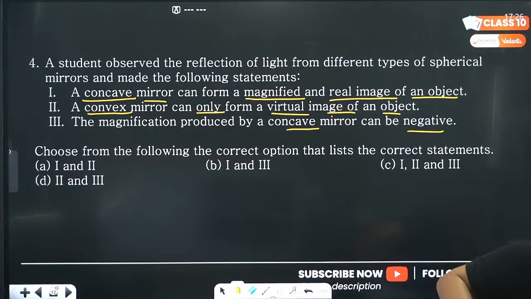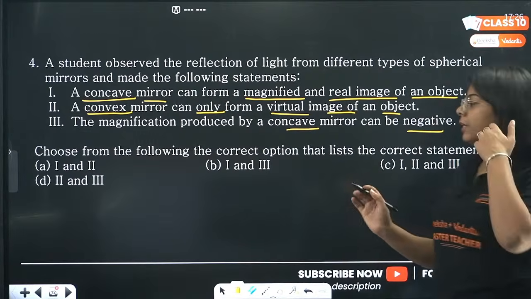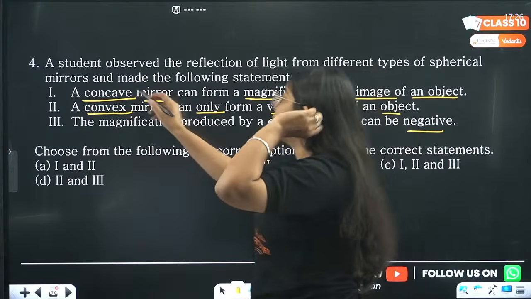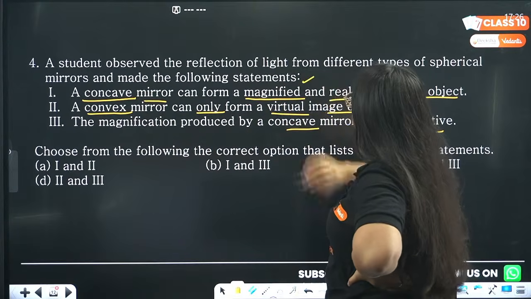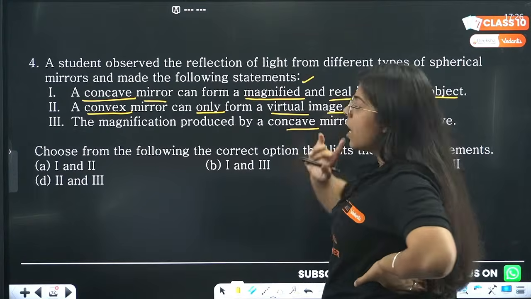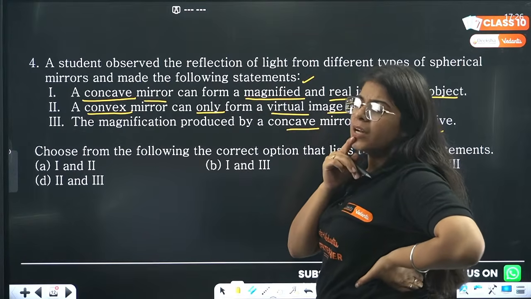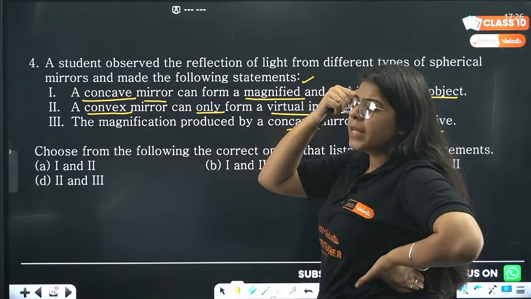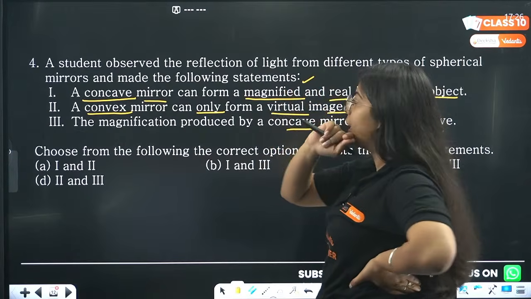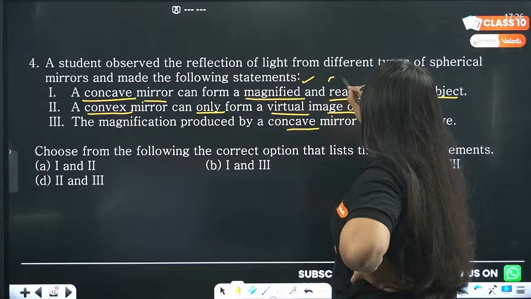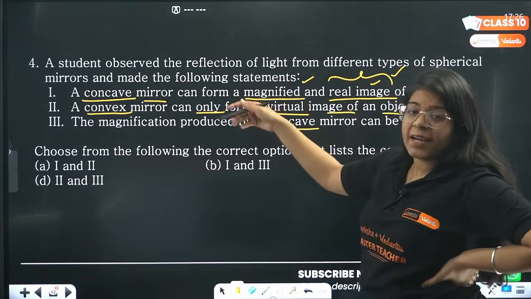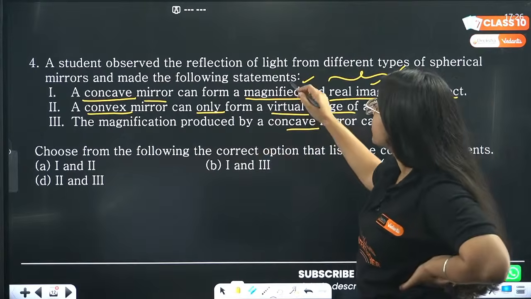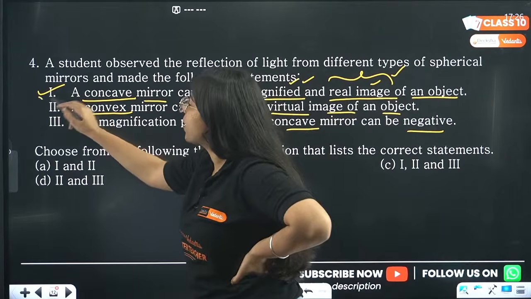Okay, let's look at what we are dealing with. First, move on to the concave mirror. It says that a concave mirror can form a magnified and real image. As soon as I hear concave mirror, I know that it has 6 cases. In the 6 cases, the first 5 are real images, so this part is correct. Magnified, of course, it forms all sizes of image. So the first part is correct.